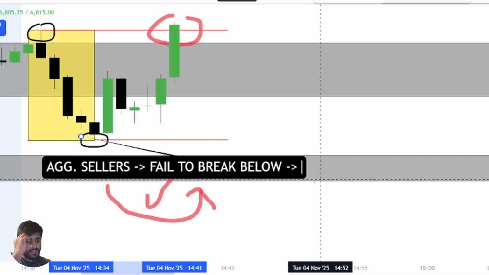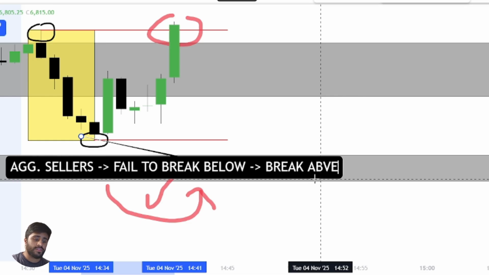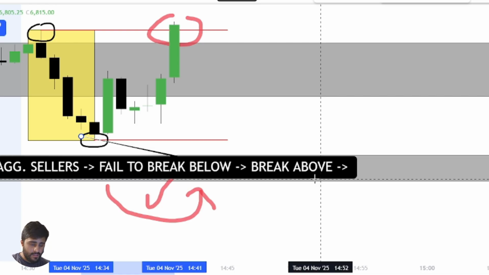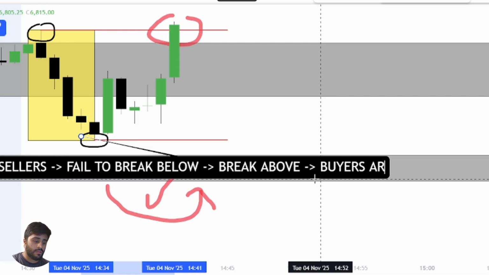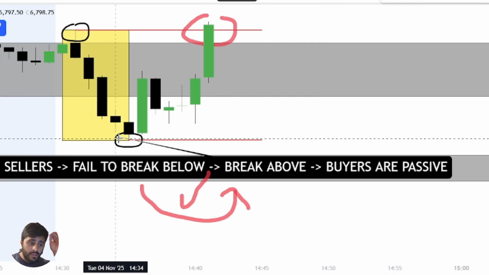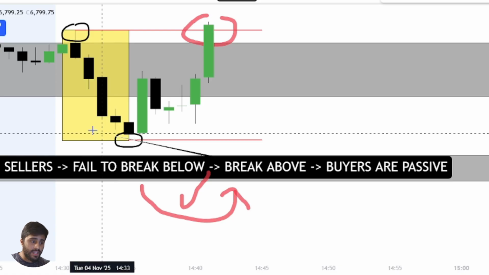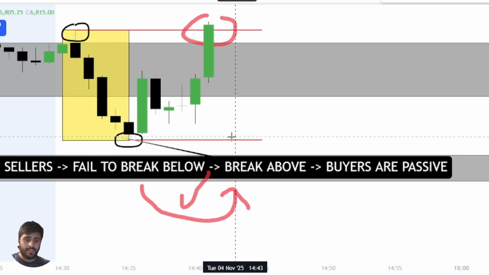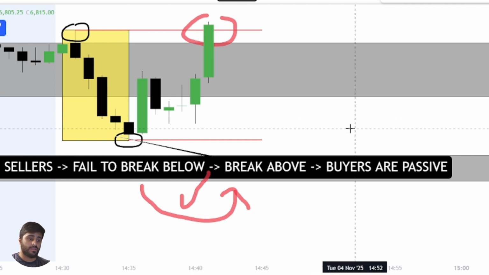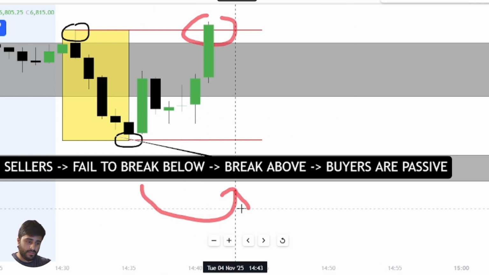So aggressive sellers fail to break below, and we see this via the break above. And so what does this mean, most importantly, everyone? This means that buyers are passive. They're passive buyers over here. They're passive buy limit orders sitting here at 67, 96, 98. We see this, right? We're reacting to it. We know it. We have proof of this.